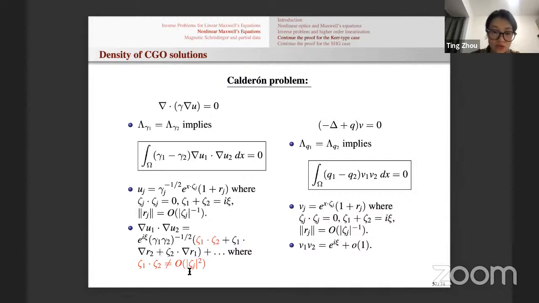If Z1 dot Z2 is no longer of the magnitude square term, then the other two terms become part of the leading term. Since we don't know R1 and R2, this definitely doesn't help us determine gamma 1 minus gamma 2. You will find it hard to find complex vectors zeta 1 and zeta 2 such that the dot product still keeps the magnitude of zeta squared, or in other words, tau squared, with tau being the size of zeta.